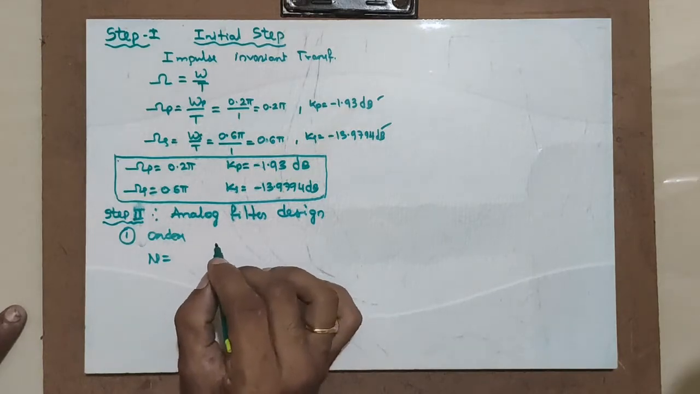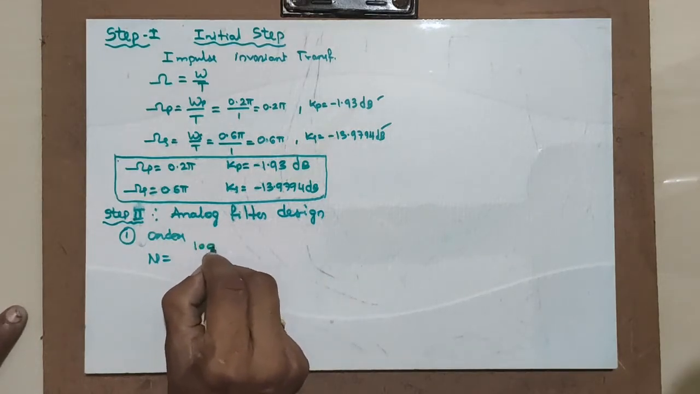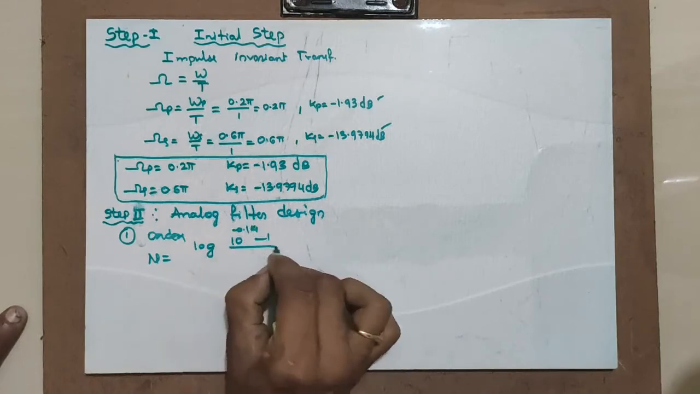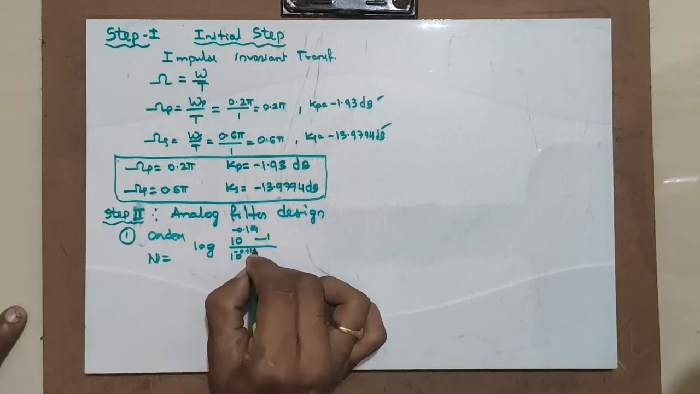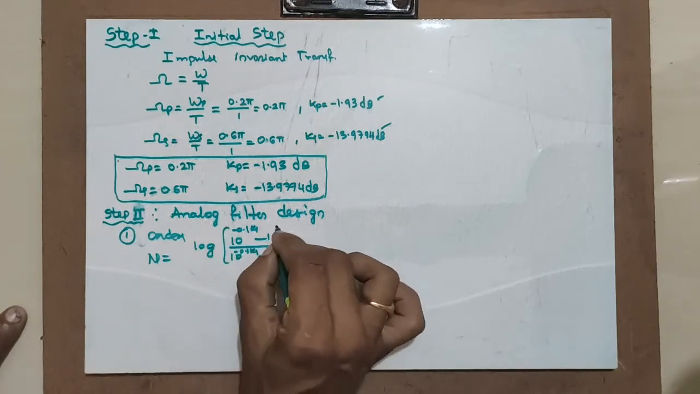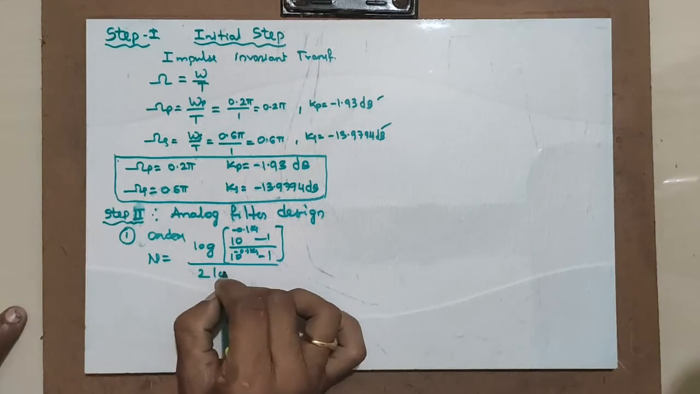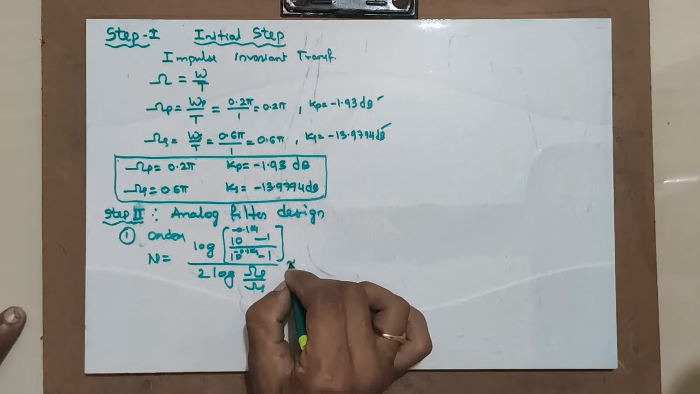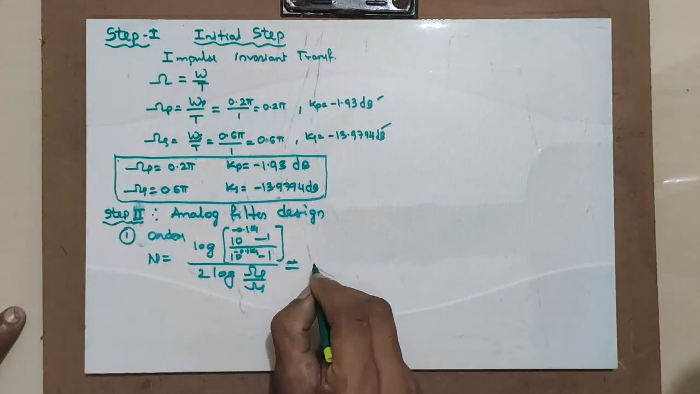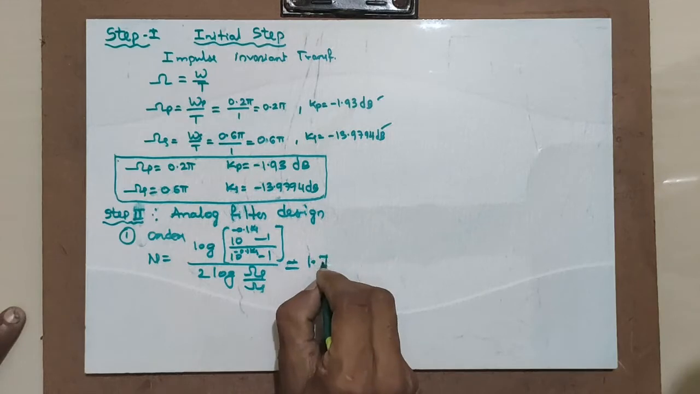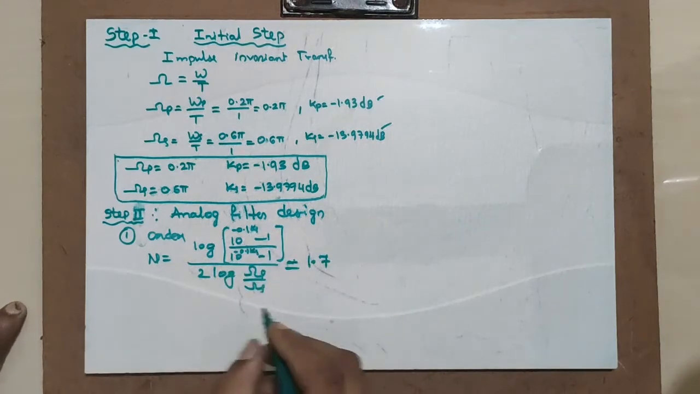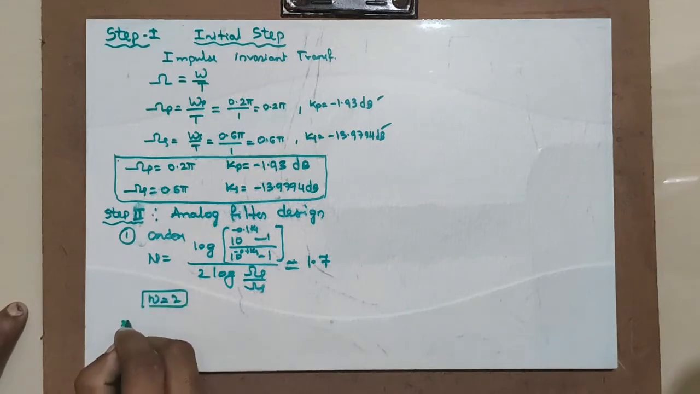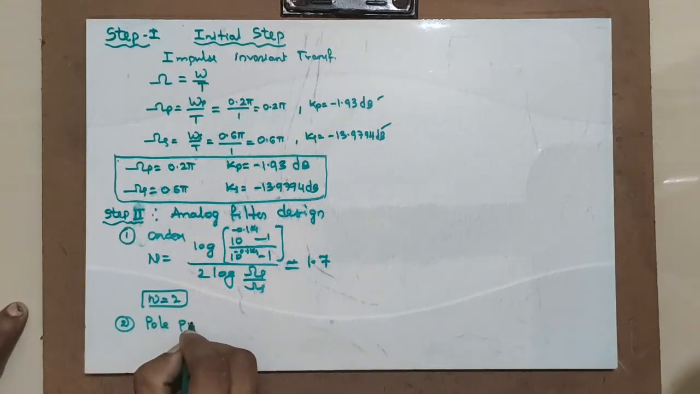N is equal to log of [10 raised to minus 0.1 Kp minus 1] divided by [10 raised to minus 0.1 Ks minus 1], whole divided by 2 log omega p by omega s. You are already well versed with this. I have already applied this, so I will not waste any time solving it by applying the numericals given here. N has come out to be 2. You can verify with your calculator. Second step. What is the second step? Pole position.